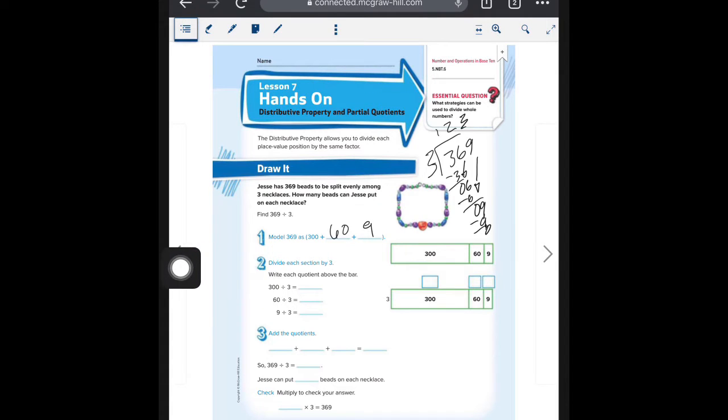Next, they divide each section by 3. So you would take the 300 divided by 3, and right here they do that. 300 divided by 3 equals 100. Next, they do 60 divided by 3, which is 20. Make that 20 look a little more like a 20.